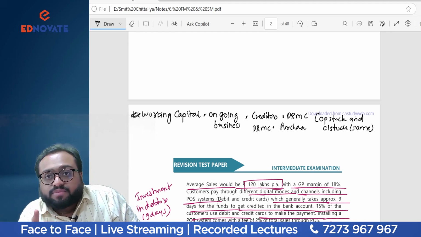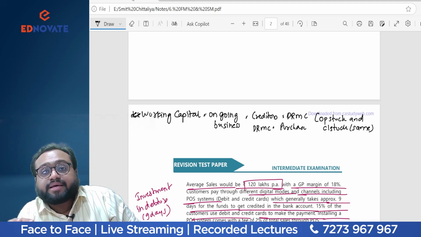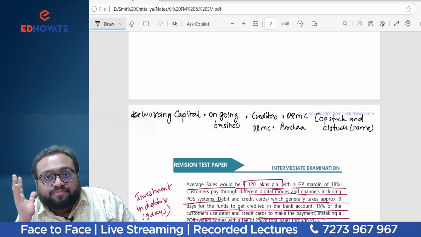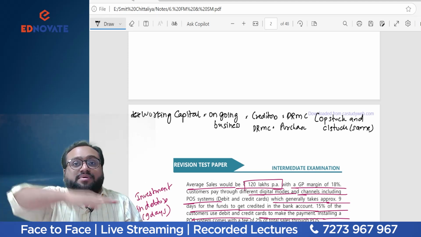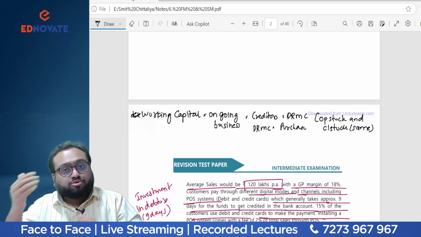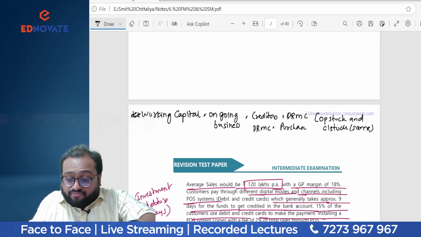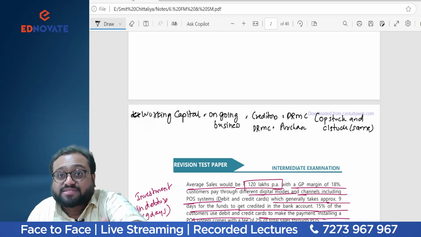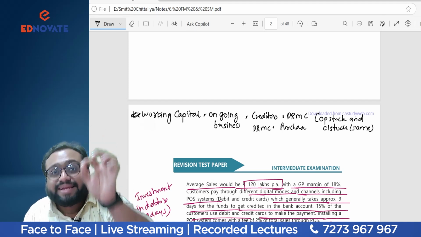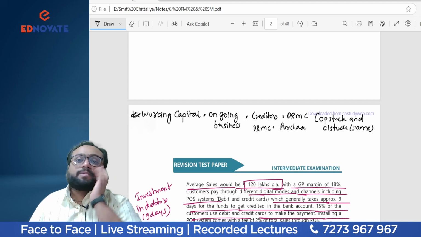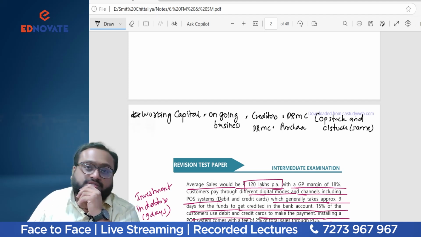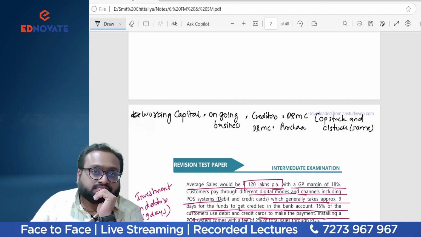If it is an ongoing business, your creditors will always be valued at DRMC, equal to purchases, because we consider opening and closing stock to be the same. In an ongoing business, opening stock and closing stock remain the same. However, here it is not an ongoing business. It is newly set up in tier 3, a new store, and it will be considered like a newly formed company, or a newly formed business, or a newly formed store.